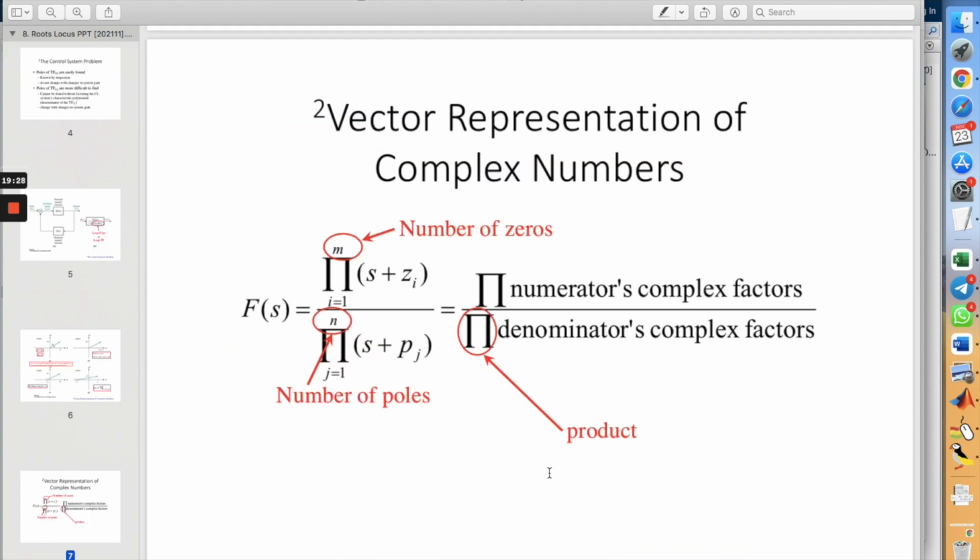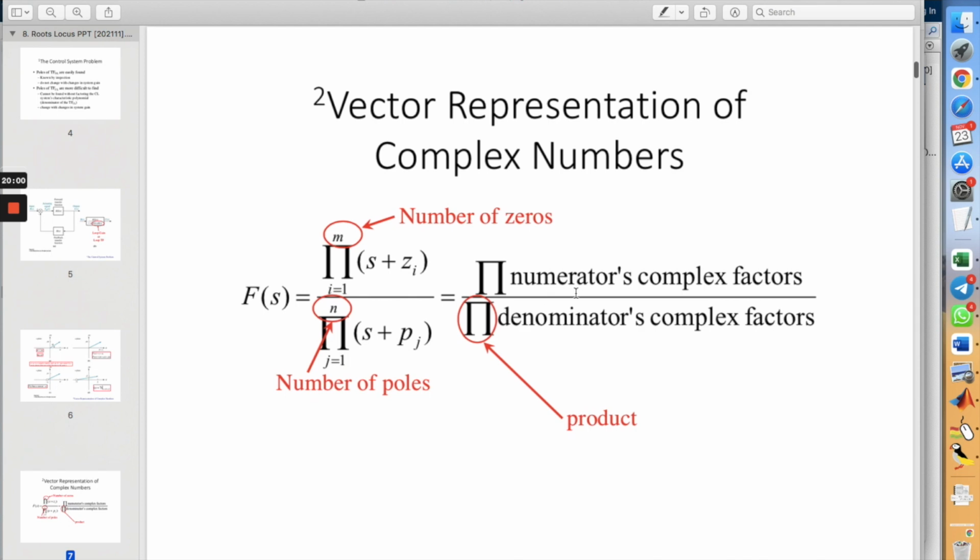The F(s) is actually what we have seen in the previous example. We have s plus z_i over s plus p_j, where z is zeros and p is poles. So we can have s plus 1, s plus 2, s plus 3 over s plus 5, s plus 6, s plus 7, and so on and so forth. This is how we represent the complex number.